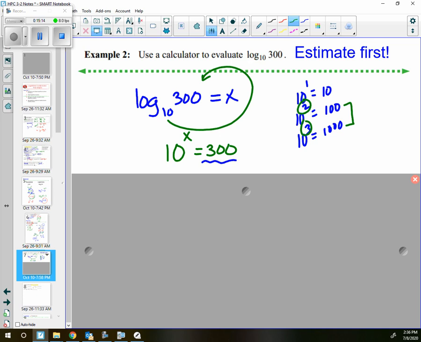Which one do you think it'd be closer to? Which one is 300 closer to? Maybe a little closer to 2 than it is to 3? How would you solve that? Okay, well, it's a base 10. This is what we would call a common log.